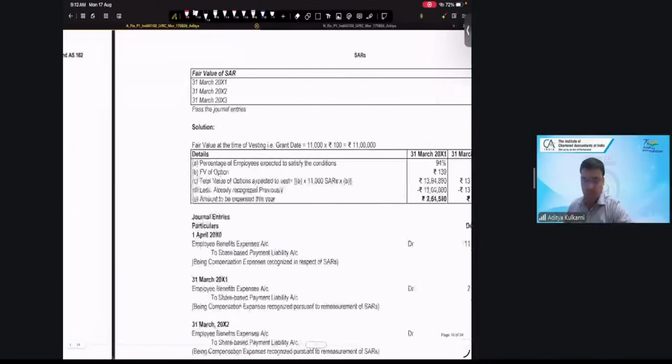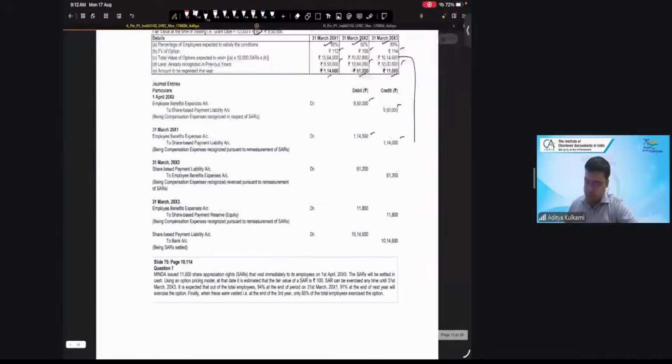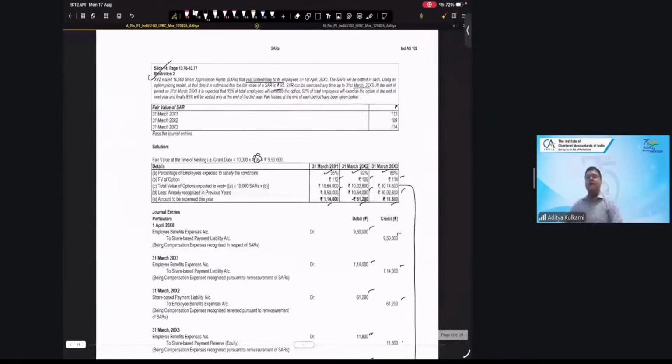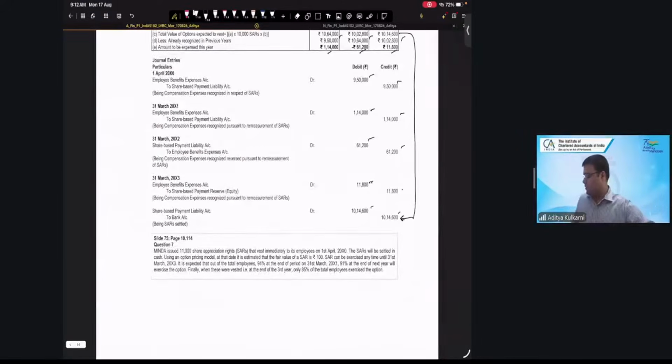Next. That is your accounting for stock appreciation rights. Are we able to follow? Yes. Are we able to follow?